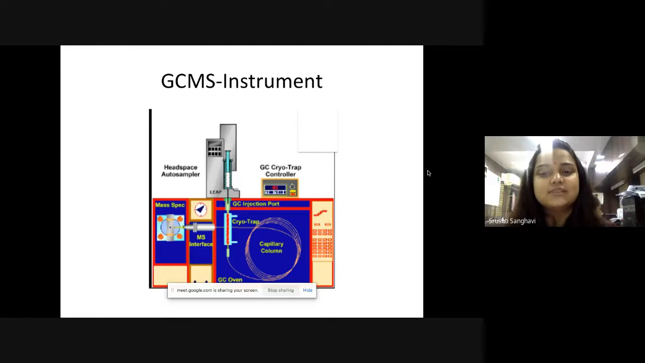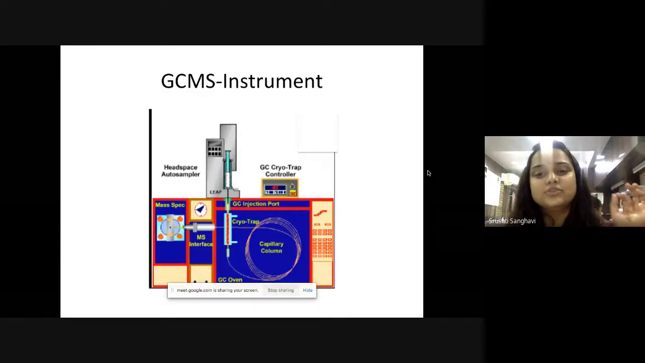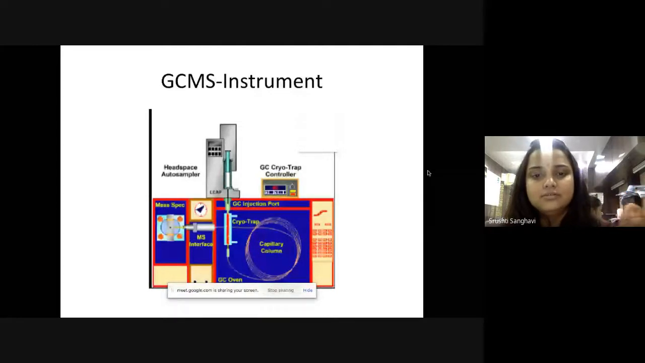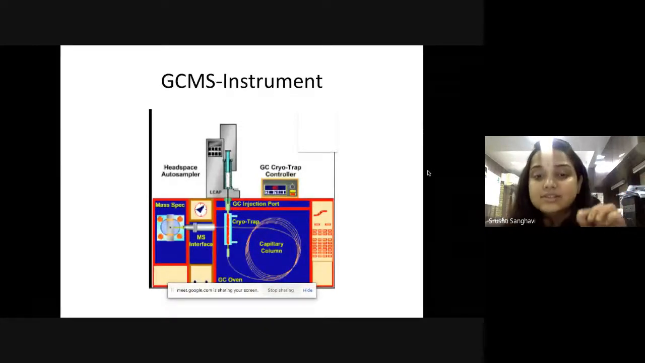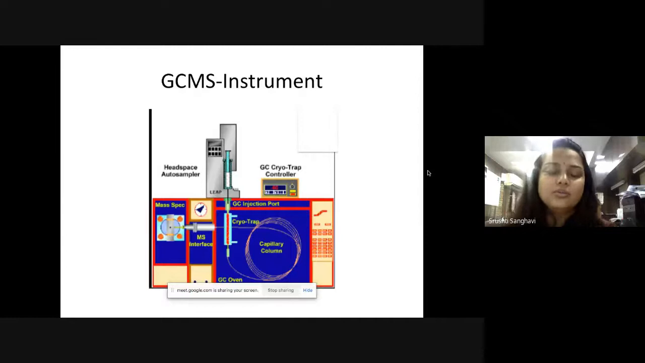In very simplistic terms, it detects the mass of individual moieties that come out of the column. When it is detecting the mass of individual components, we all know that all chemicals and molecules have their own molecular mass. There is a library in the mass spectrometer that has, for example, a molecular weight of 132, and then it can match candidates. Based on that, it is much easier to figure out exactly what component it is.